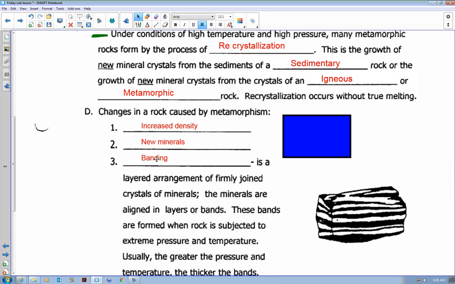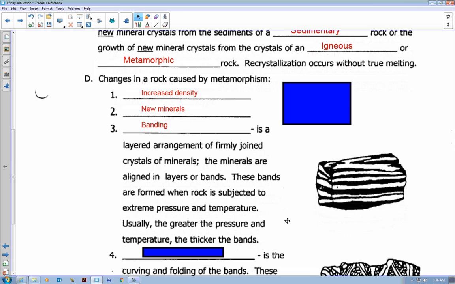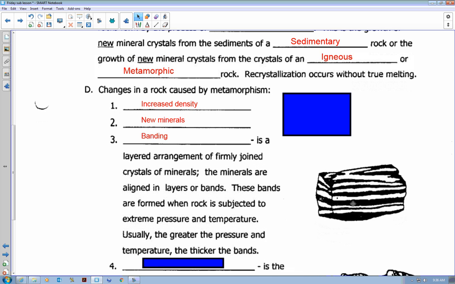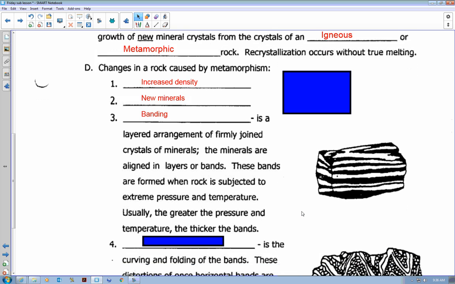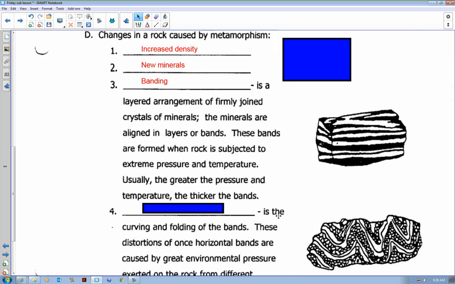I'm going to show you this a little bit later on your reference tables. But if you look at this picture to the right, kids oftentimes call this the zebra rock, and it has this striping effect to it. We call that banding, not to be confused with layers from sedimentary. But these bands are a result of the pressure applied to that rock while it's recrystallizing.